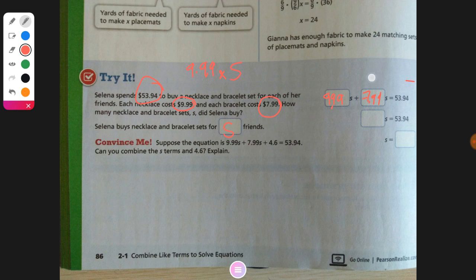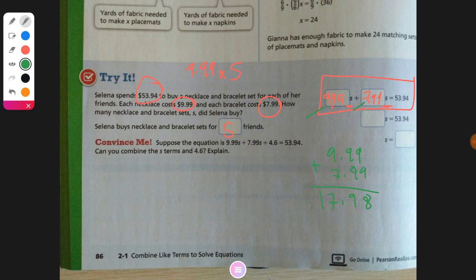Now I convert the story problem to a math problem. I have like terms S and coefficients, which are this number and this number. This is a coefficient. To add like terms, I have to add the coefficients. So I have to add 9.99 plus 7.99, which is equal to 17.98.